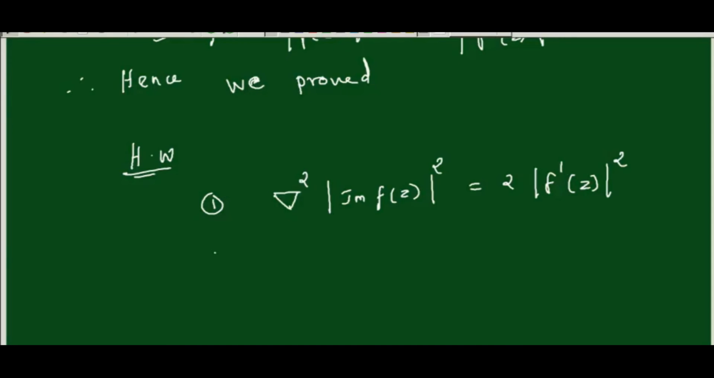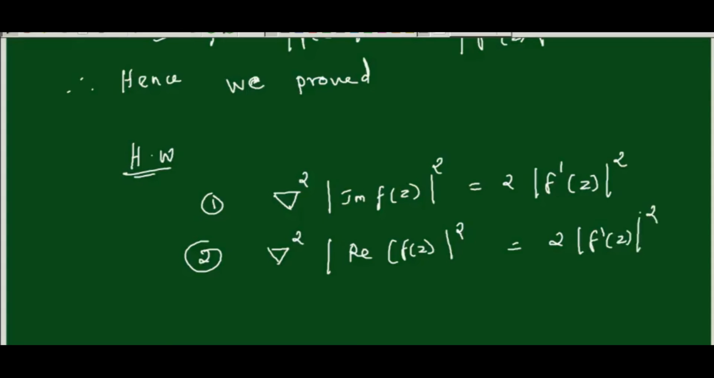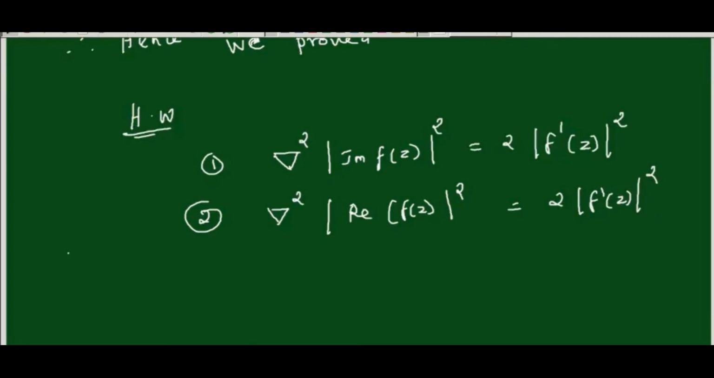And the second homework problem, today we have 2 homework problems. Try to do it. Del square of real part of f of z whole square is equal to 2 times f dash of z the whole square. You will get it within 2 steps. Now shall we go for another method problem? All these problems use the lemma only to prove. Now let us start the next type of problem.